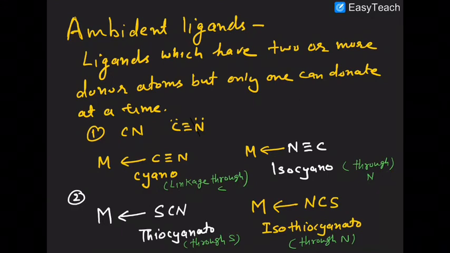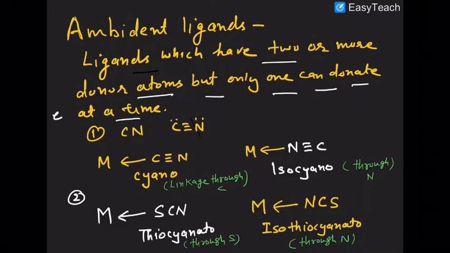Now next is about the ambidentate ligands. Ambidentate ligands are those ligands which have two or more than two donor atoms, but only one can donate electrons at a time. You got that or not? The first example is cyanide. It is called cyanido or cyano. Here, if the linkage occurs through the carbon of the cyanido group, then it is called a cyano or cyanido complex. If the linkage occurs through nitrogen, it is called isocyanido or isocyano.